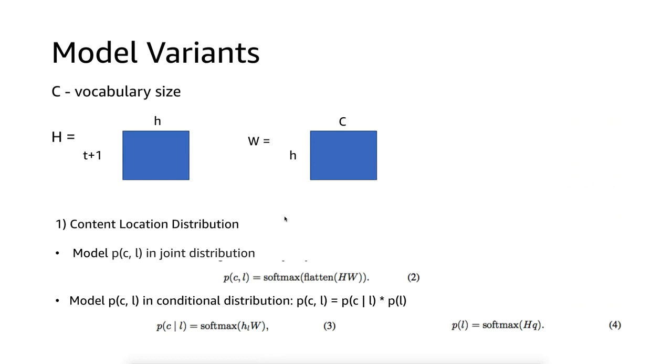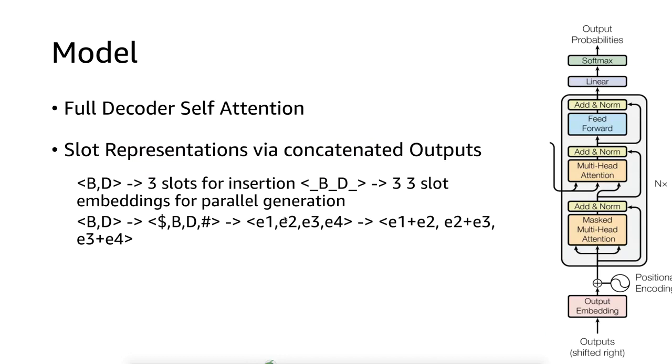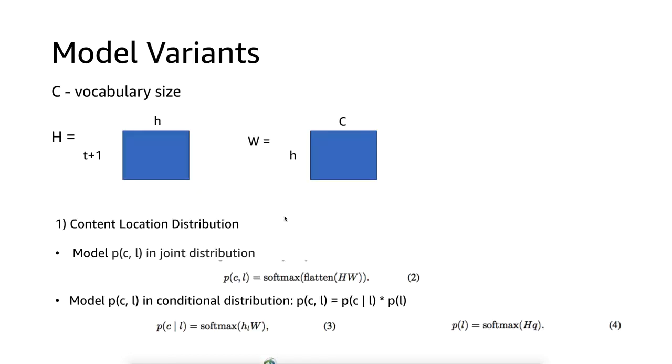And then we have a few model variants. What we discussed until now is basically how the decoder is different in terms of the input to the decoder, which is the slot representations, and in terms of how self-attention is calculated. Now we'll discuss the model variants. We talked about how at every time step your decoder predicts 2 things: it predicts the content and it also predicts the location. There are a couple of ways in which we can do this. There are a couple of matrices that will be used, so I just put them up there.